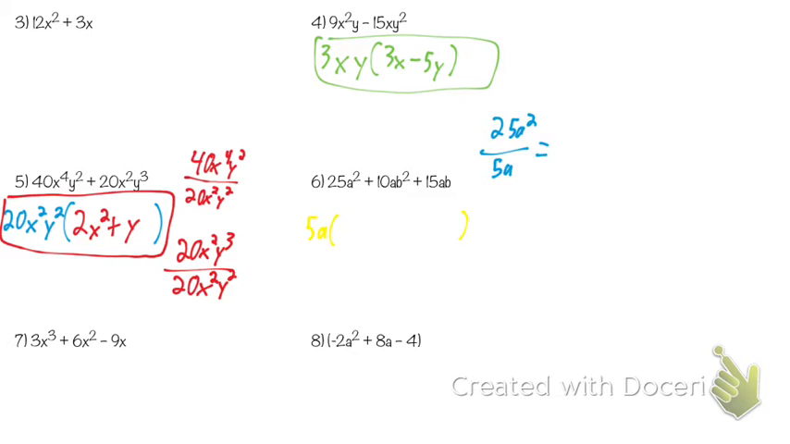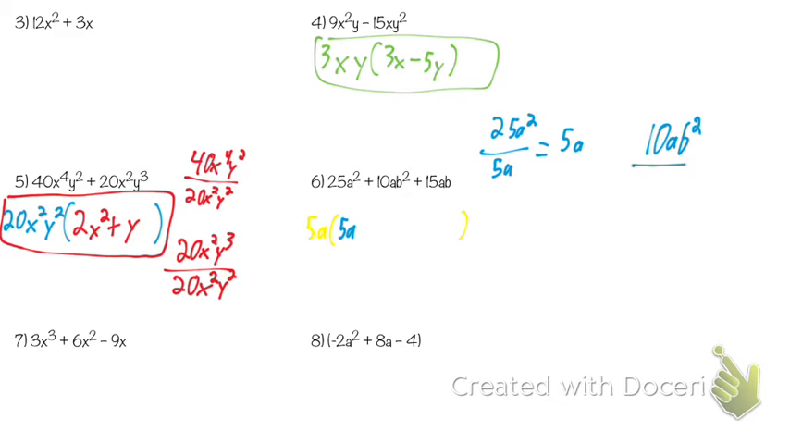Not quite. 25 divided by 5 is what? 5. A squared divided by a is just a. 2 minus 1 is 1. I didn't realize there was a 1. Yep, you have to be careful of those invisible ones. Okay, so let me do the next thing.